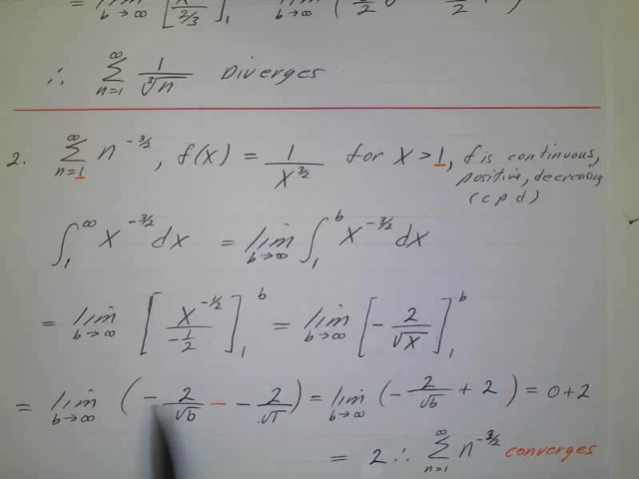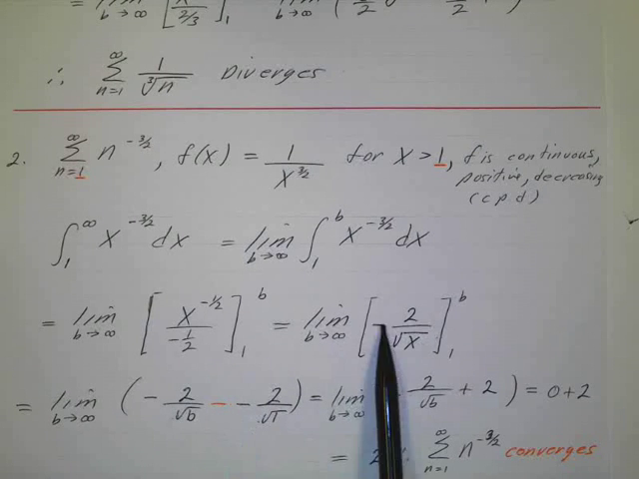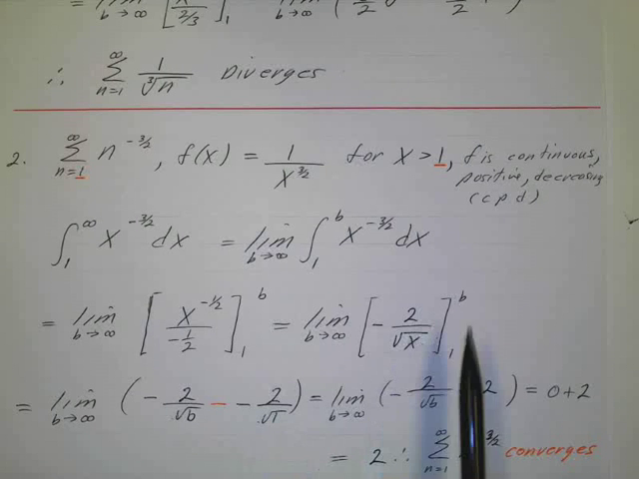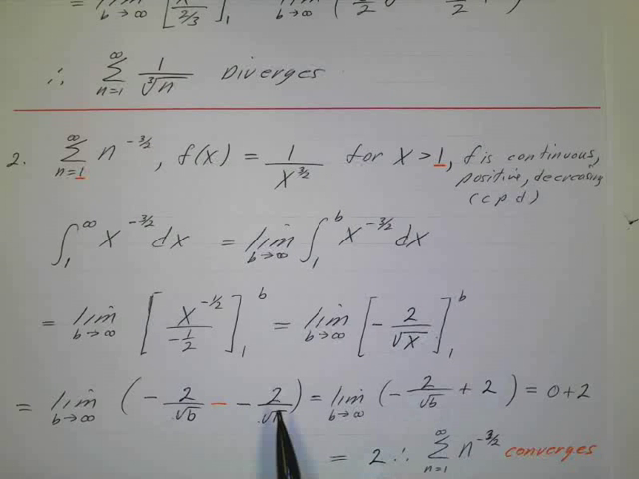So I'll take the limit of that. That's going to be negative 2 over the square root of b minus, this is from your f of b minus f of a, and this is from your antiderivative, negative 2 over the square root of 1. So this is going to be negative 2 over the square root of b plus, a negative minus a negative is positive, pardon me, positive, yeah, that's what I meant. And then 2 over the square root of 1 is just 2.